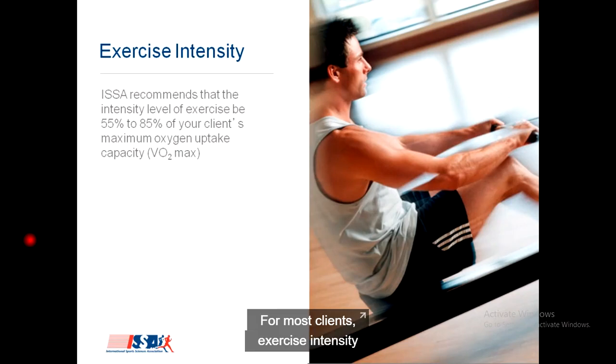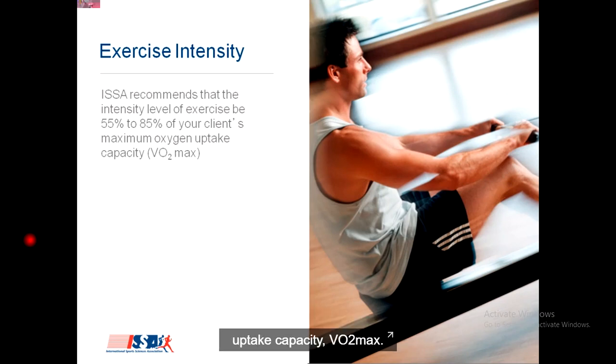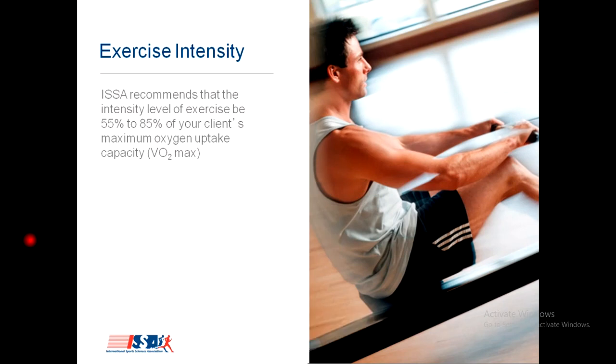For most clients, exercise intensity should be between 55 and 85% of your client's maximum oxygen uptake capacity, VO2 max. There are several ways for you to estimate this. The most widely used methods are target heart rate, THR, rating of perceived exertion, RPE, and metabolic equivalents, METs.